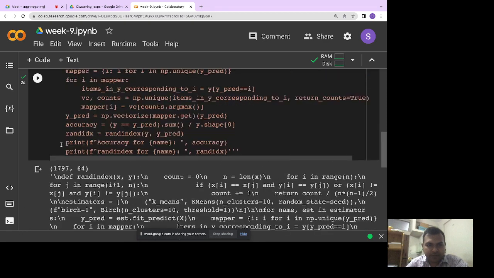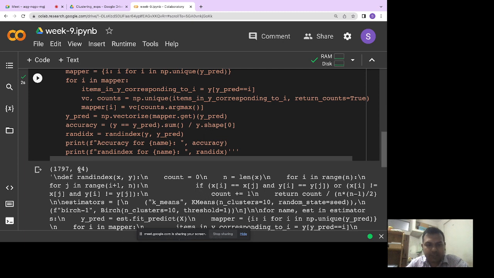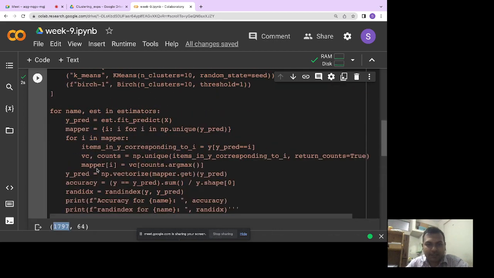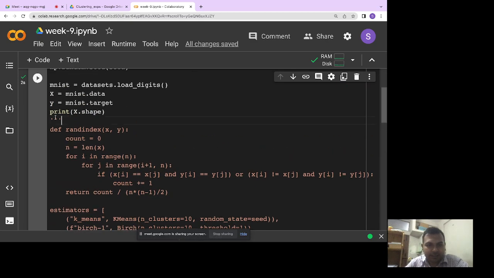So the shape of this is one. There are around 1797 data points, and all of them are 8 cross 8. This is not the actual MNIST. The actual MNIST would be 28 cross 28, so this 64 would go up to 784, and the number of samples would be more than 30,000-40,000, I guess. For training, at least, you would require 60,000 in total. But this is a smaller version of MNIST, as I said, so that's fine.